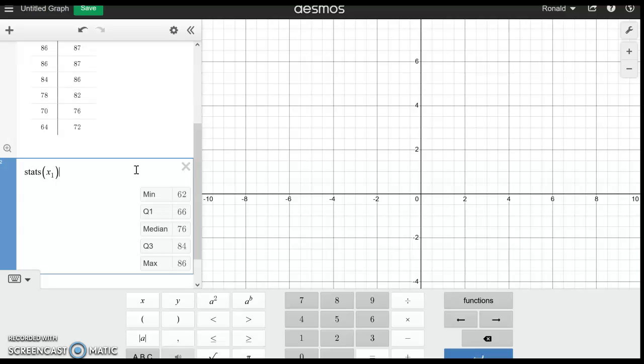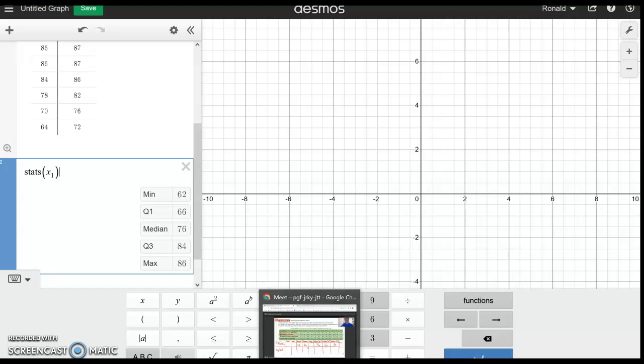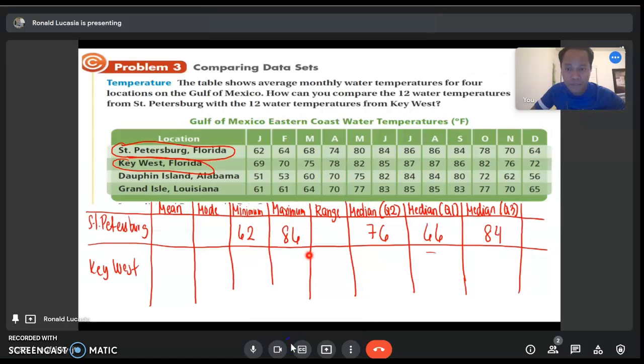The minimum value is 62. Q1 rather is 66. Median, that's Q2, 76. Q3, or the median upper, that's 84. And the maximum is 86. Okay, now I already input it. Okay, 62, that's from the Desmos earlier.